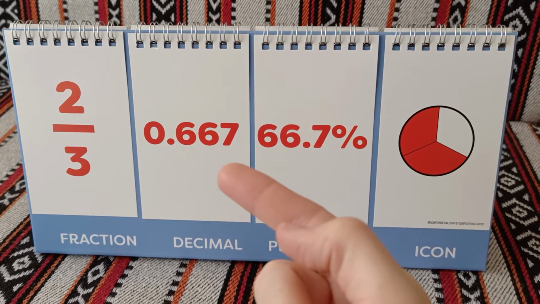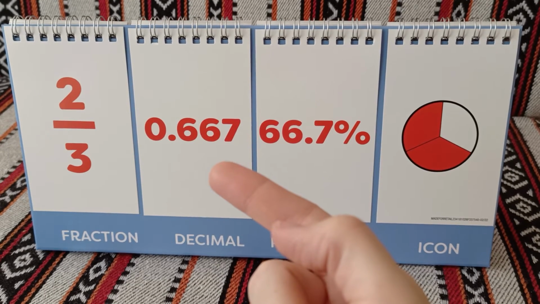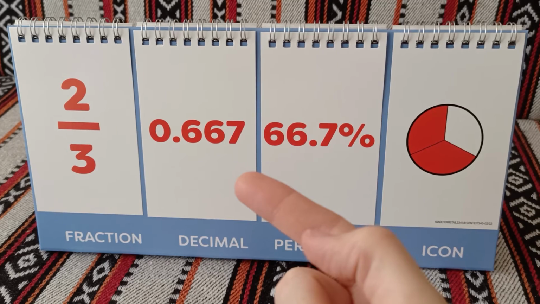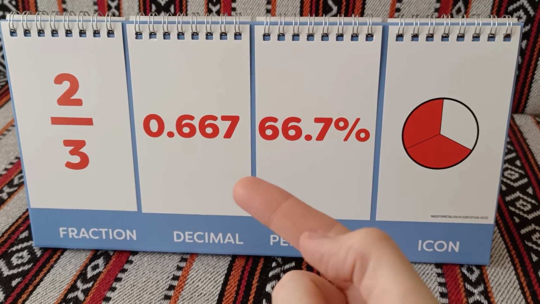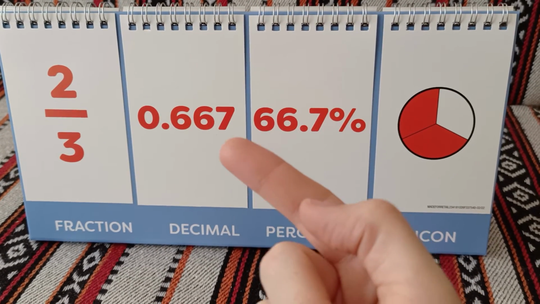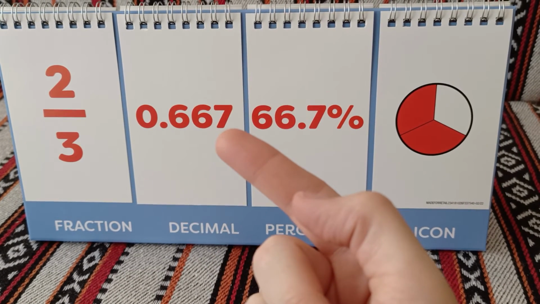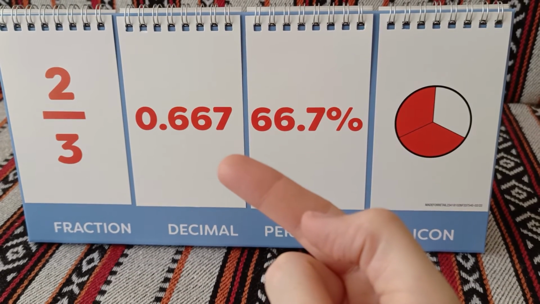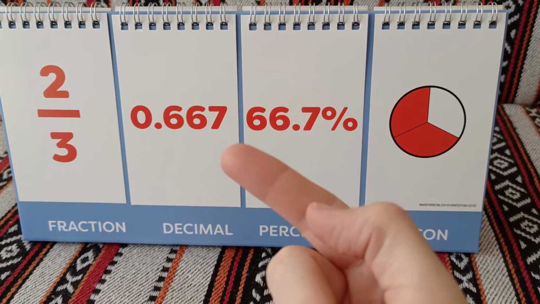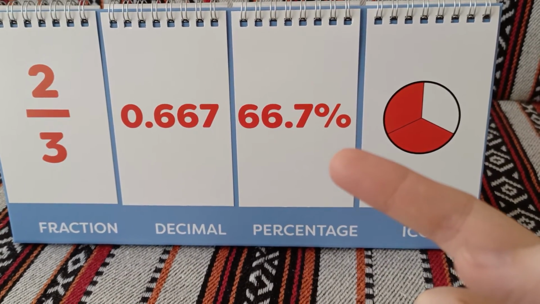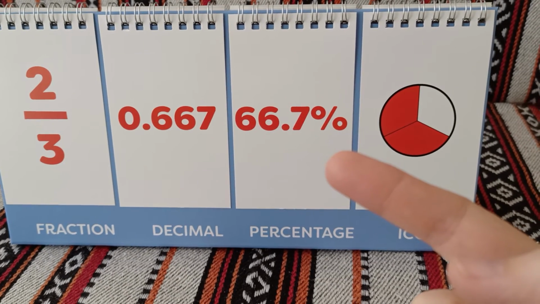The real number here, the real decimal would be 0.6666666, and on and on and on forever. But to keep it short, we abbreviate it to 0.667. And the percentage is 66.7%.